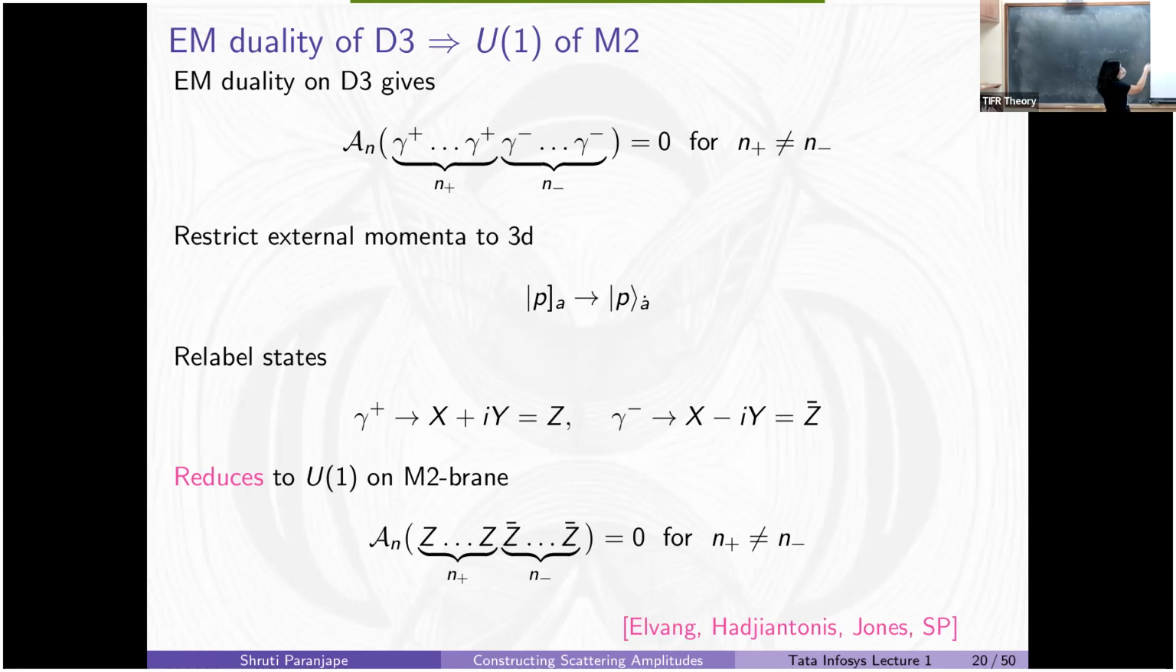All I'm doing is restricting my external momentum to 3 dimensions. I define my scalars x and y appropriately. And then I say that I have equal numbers of z's and z bars in my amplitude. And the limit in which you get this decompactification is a strong coupling limit. It's the very low energy limit or very strong coupling limit. Basically the brane coupling is G string, and you want the M theory circle to go to infinity, so G string goes to infinity.